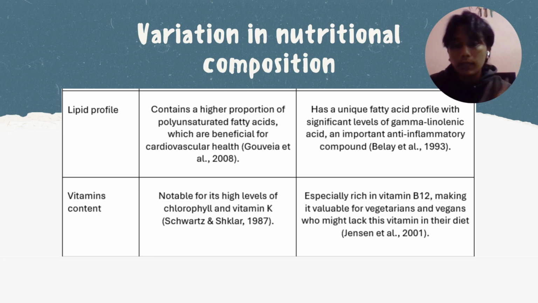Next is vitamin content. Chlorella is notable for its high level of chlorophyll and vitamin K, compared to spirulina, which is specifically rich in vitamin B12. Vitamin B12 in the aquaculture industry is very important for growth and development, for reproduction, for metabolism, and also immune system and hematological health.